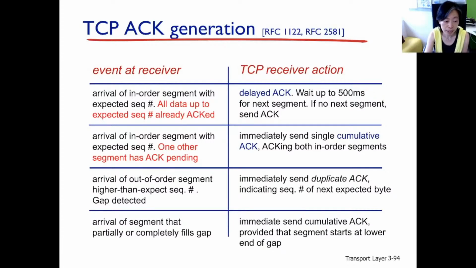The last event is this, related to the gap we might see in TCP's receiver. If a segment comes in that partially or completely fills a gap, then we generate a new ACK. The sequence number in the ACK here will still be that of the latest packet arrived in order. So this will acknowledge all the packets before that.